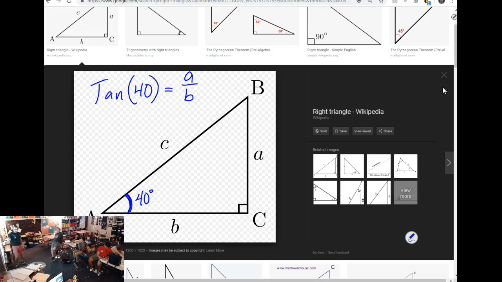Yes, because I can multiply both sides by B, and A will equal B times tan of 40. So it's just the adjacent angle times tan. Wait, no, it's tan of the adjacent angle.